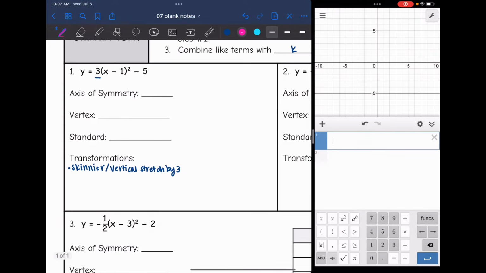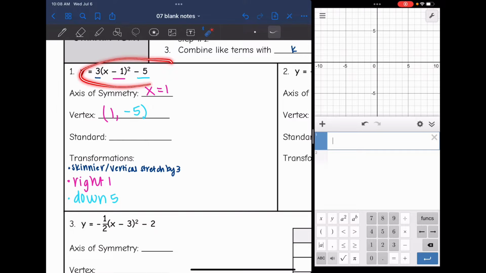Okay, then I have, inside the parentheses, I'm subtracting 1. So that means I'm going to go right 1. So my axis of symmetry is x equals 1 since it shifted to the right 1. And then the x value of my vertex is 1. And then I have this minus 5, so that means I went down 5. So the y value of my vertex is negative 5. Okay, now I'm going to convert this to standard form.